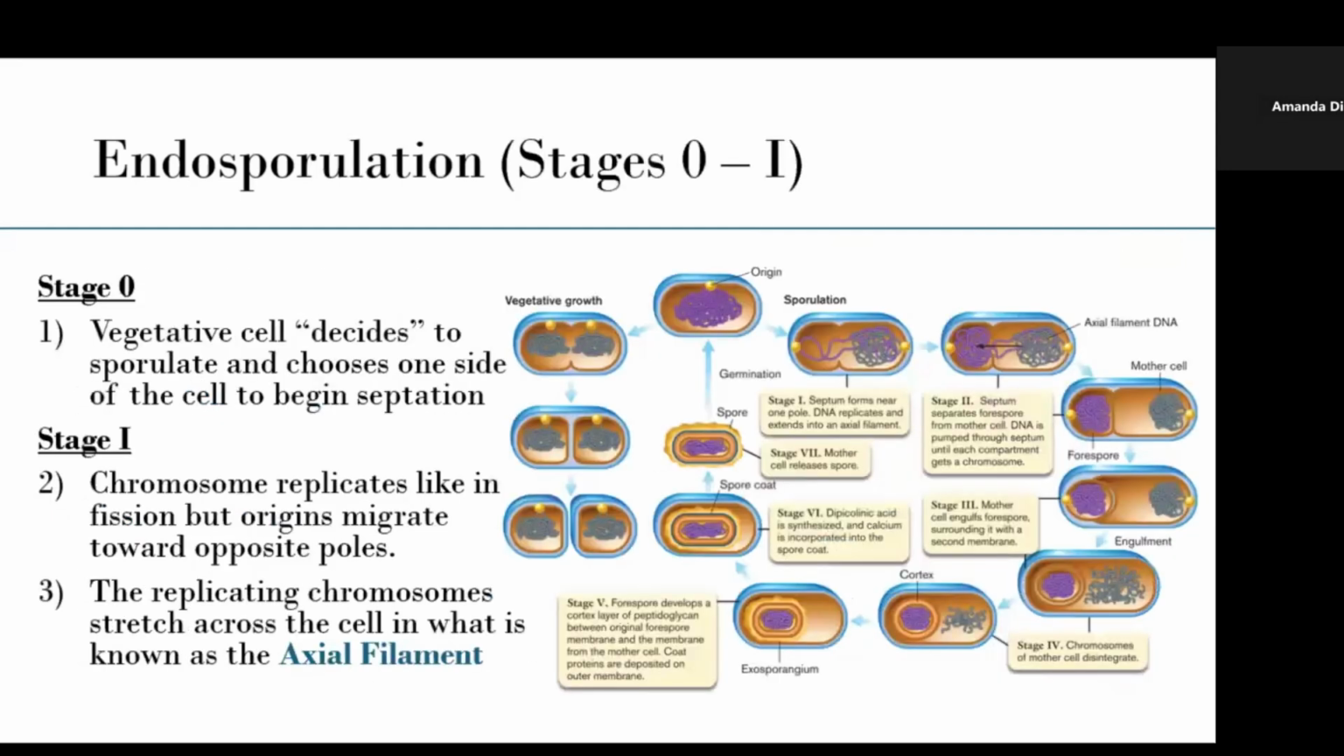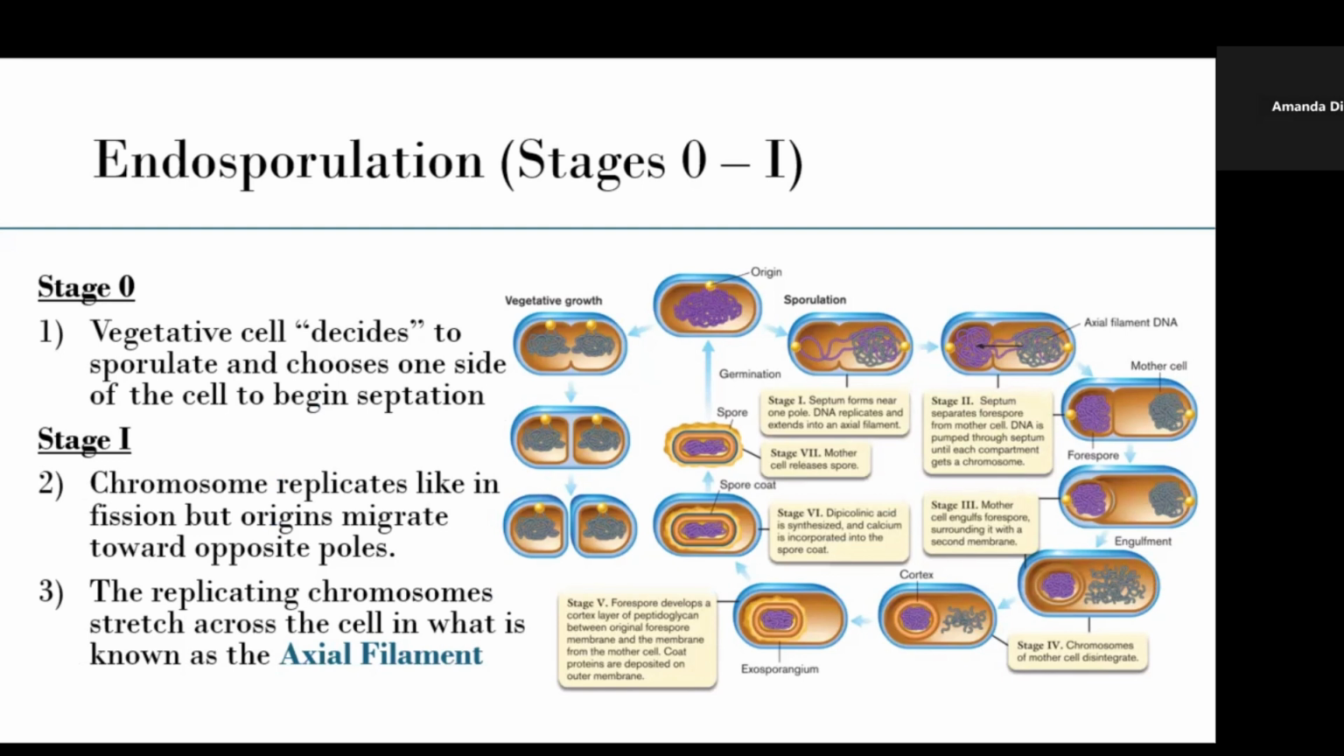All right, let's talk about how we start creating a spore. Stage 0, you have your vegetative cell. This is a normally dividing cell. It's just another term for it. And it will decide, this is anthropomorphizing it, they don't really have higher brain functions like us, but they get signals saying extreme starvation environment, and this gets triggered. So it chooses one side of the cell to begin septation.